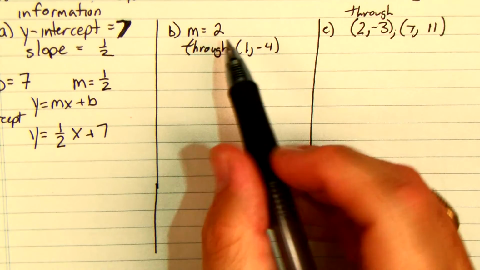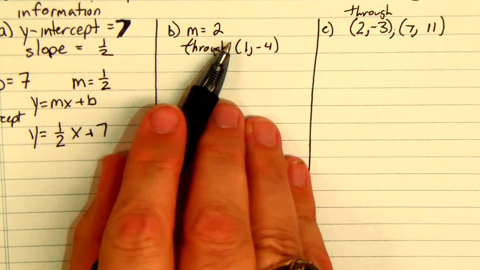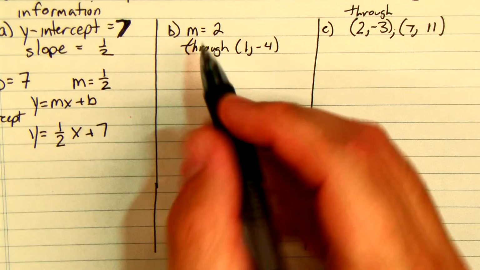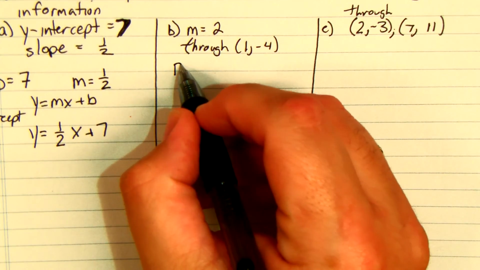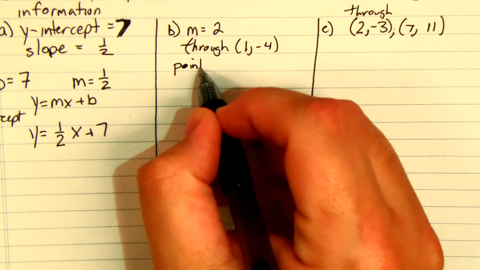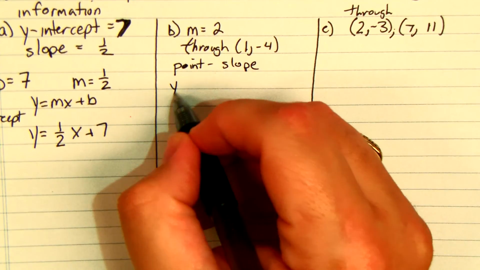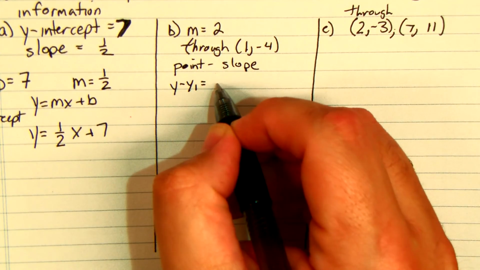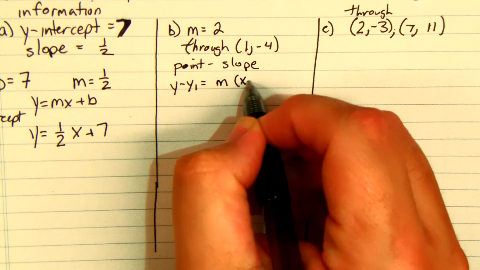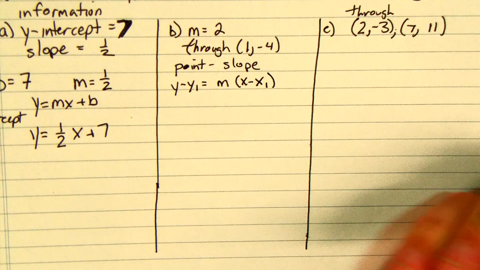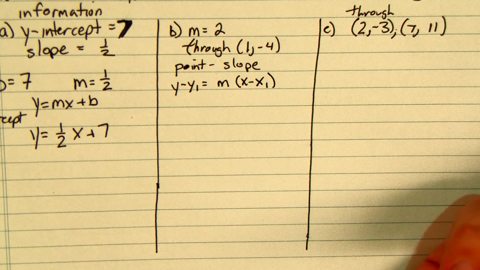Now, you have a point, you have a slope. So what equation are we going to use? Y minus y1 equals... point slope, you're right. Y minus y1 is equal to m times the quantity of x minus x1.